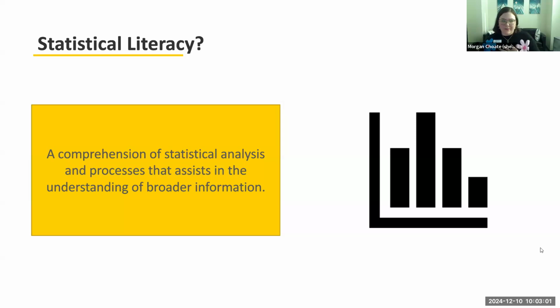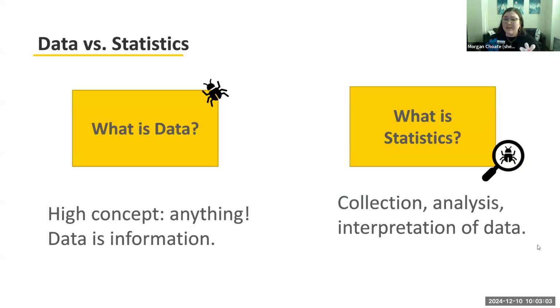So the first thing I wanted to cover is what even is statistics generally. So 2 words that sometimes are used interchangeably that mean different things are data and statistics. They're best friends, they walk hand in hand, but they are not the same thing. Data is a lot more high concept because data is information. So data can be that spreadsheet of numbers that you probably picture when you think of the word.